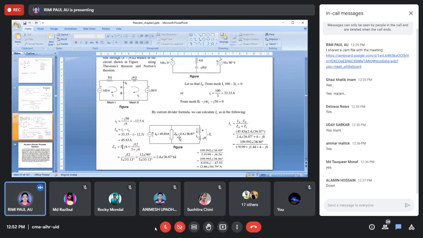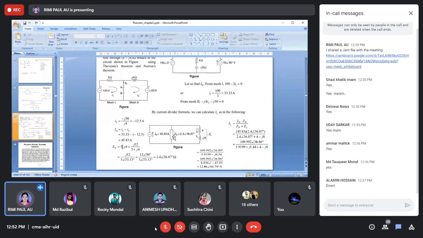So you can see that in Norton's equivalent circuit, the current source is parallel to the equivalent impedance. In Thevenin's theorem, you have seen a voltage source in series with Thevenin's equivalent impedance. So in Thevenin's and Norton's equivalent networks, you will get the same impedance for both cases because impedance will not change. In one case you will get a current source, in another case you will get a voltage source, right?